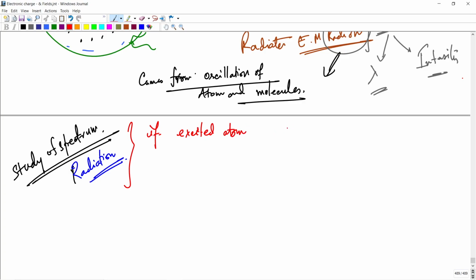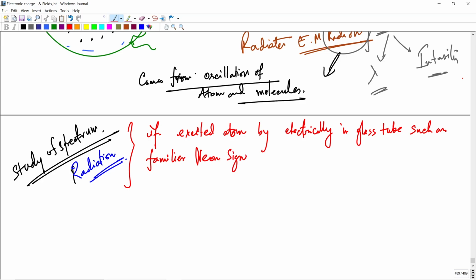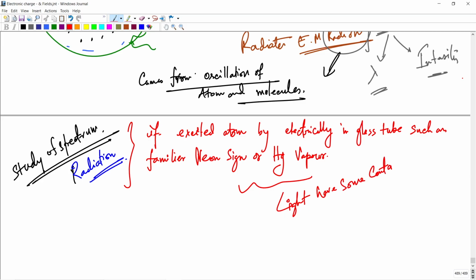When atoms are excited electrically in a glass tube, such as a familiar neon sign or mercury vapor light, the light has certain discrete wavelengths.